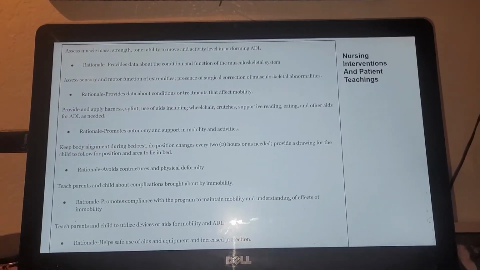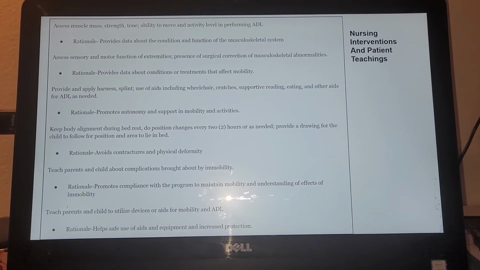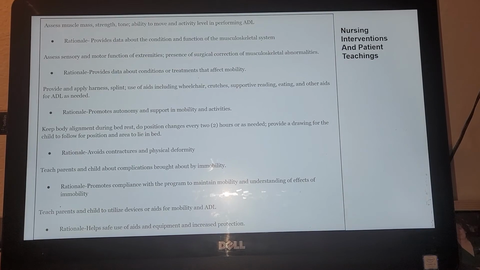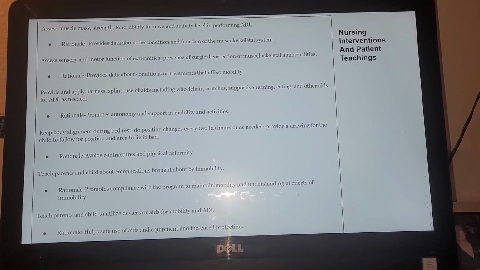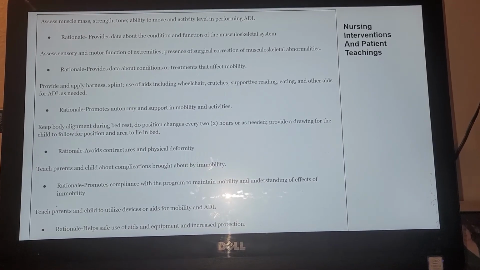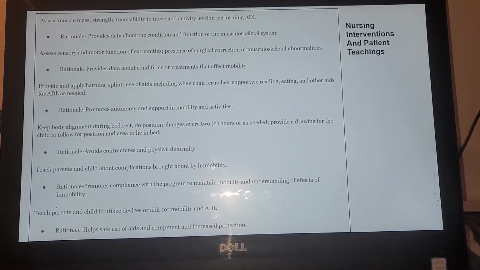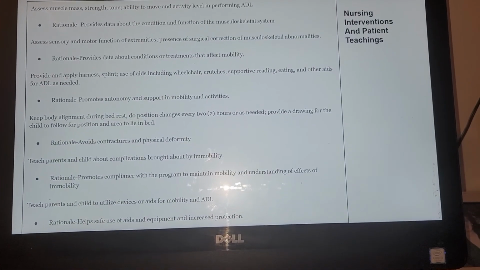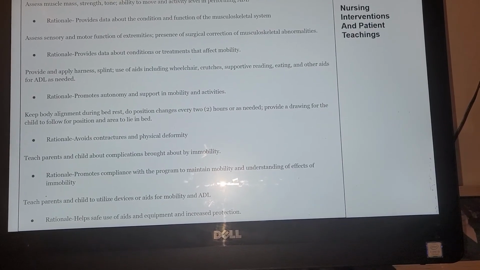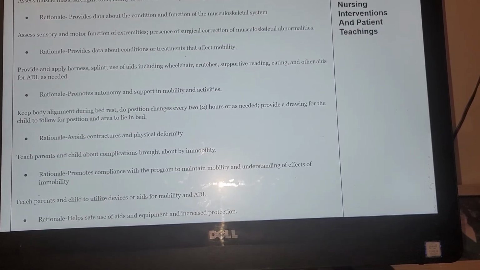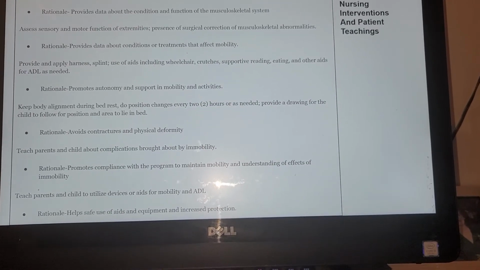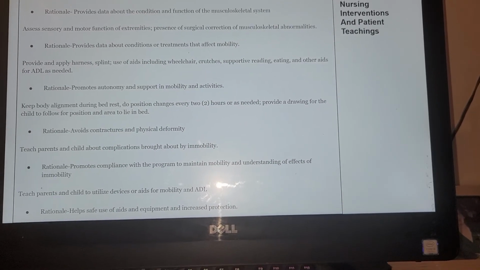Okay, and then last but not least, we have some nursing interventions and rationale. Assess the muscle strength, bone, and ability to move, activity level, and performing ADLs. The rationale would be to provide data about the condition and function of the musculoskeletal system. You want to assess the sensory function, which provides data again on conditions for treatment and the effect on mobility. Provide and apply the harness or splint. The rationale is the anatomy and the support of mobility.